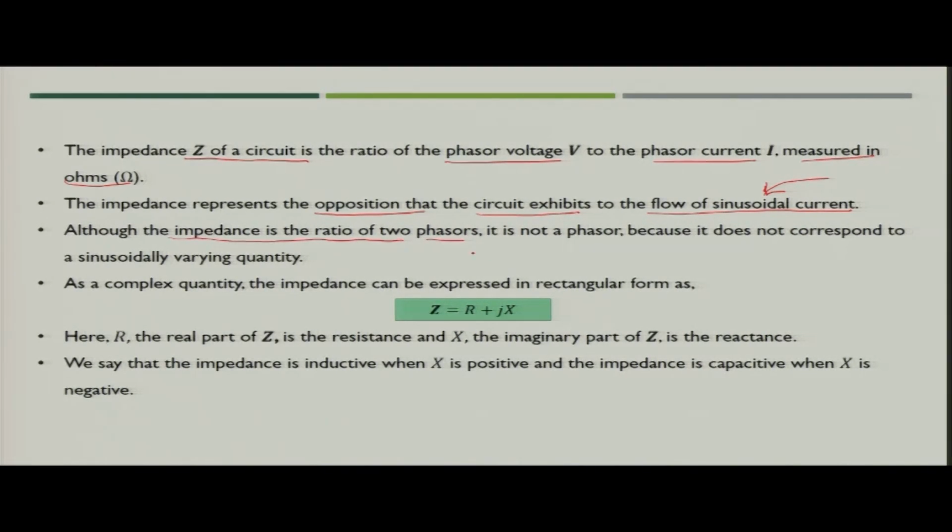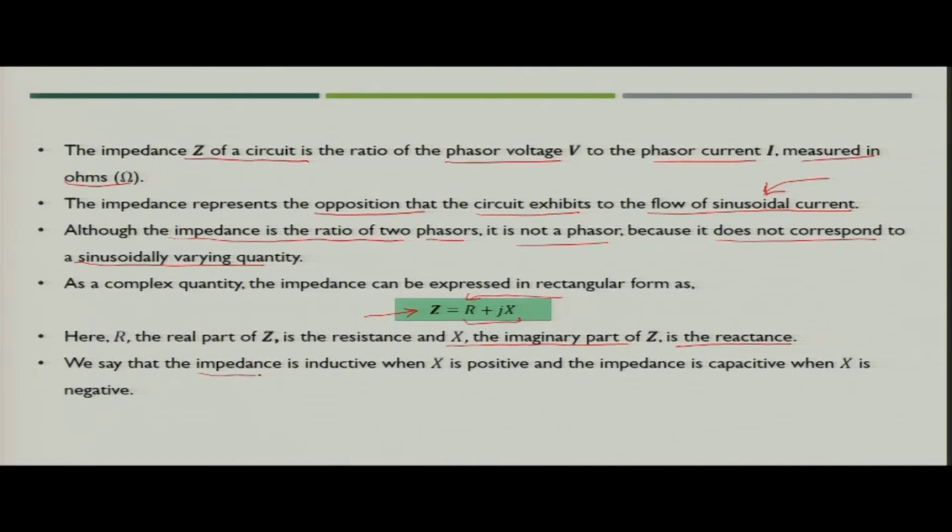Now, although the impedance is the ratio of two phasors, that is phasor V divided by phasor I, it is not a phasor because it does not have the sinusoidal varying quantity. The complex quantity for impedance is generally represented as Z is equal to R plus jX, where R is the real term and this real term is nothing but the resistance in the impedance term, and then X, which is imaginary part of Z, and this imaginary part is called reactance.